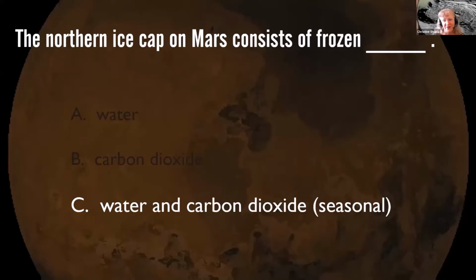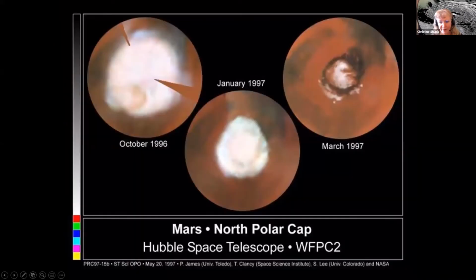Okay, so we're going to pause here for just a second. I'm going to show you a picture of the northern polar ice cap. As you can see, seasonally, when it is summer at the North Pole of Mars, a lot of the frozen carbon dioxide, the dry ice, has sublimated and gone away, leaving behind some of the frozen water. But during its winter time, it does cover an extensive part, not just with the frozen water, but also the dry ice, the frozen carbon dioxide.